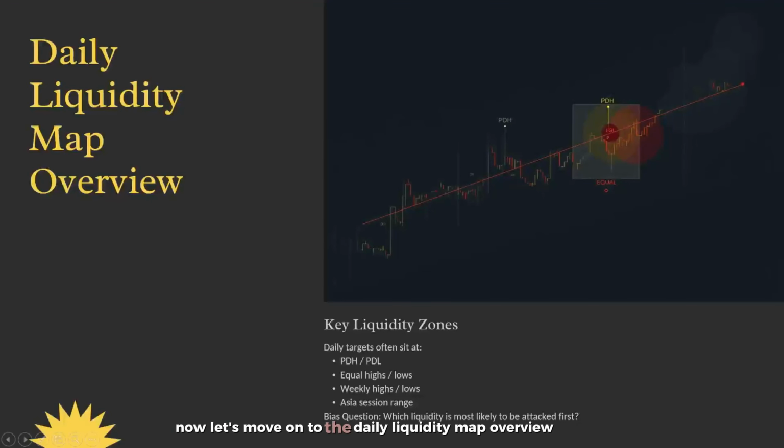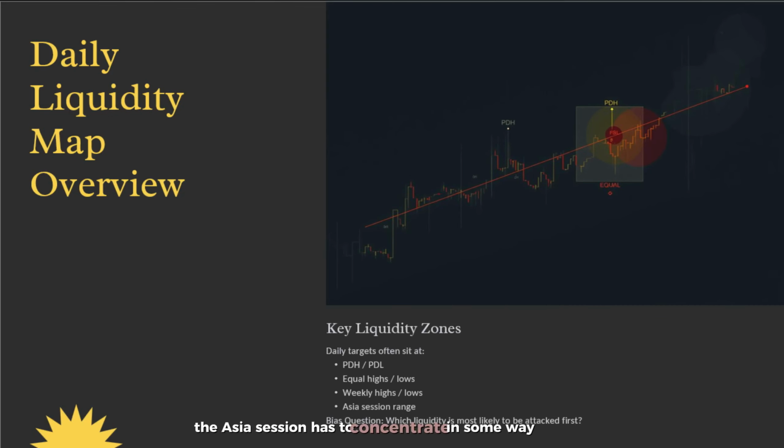Now let's move on to the daily liquidity map overview. Key liquidity zones: the daily targets often sit at the previous day highs or previous day lows, which are also known as external liquidity ranges, equal highs and lows, weekly highs and lows, and the Asian session range. Obviously, because when trading during the London and New York sessions, you need to understand that the Asian session has to concentrate in some way for you to target the liquidity in the respective timeframes, like London and New York. The bias question basically is: which liquidity is most likely to be taken first?